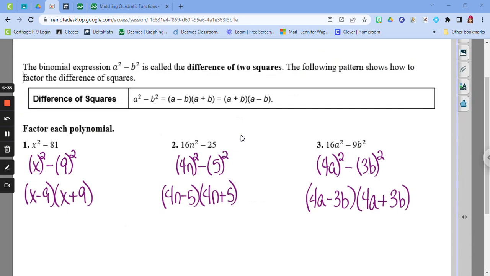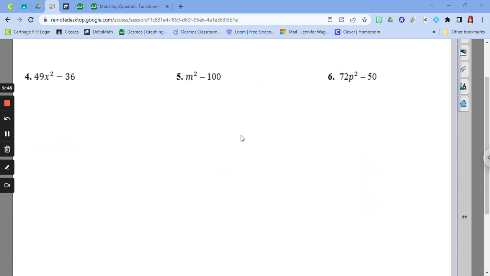How are we doing on these? Pretty good? These should be the easiest things to factor. One of the easier ones compared to the trinomials. All right. So number 4. 49 is what squared? So I can write that as 7x squared. What's 36? So then I have 7x minus 6 and 7x plus 6.